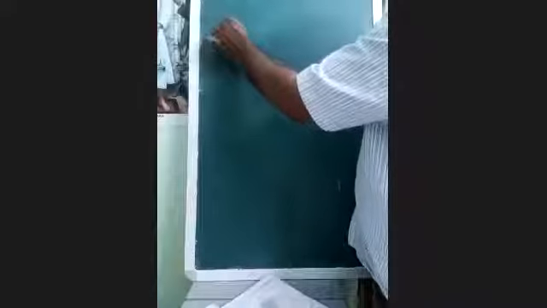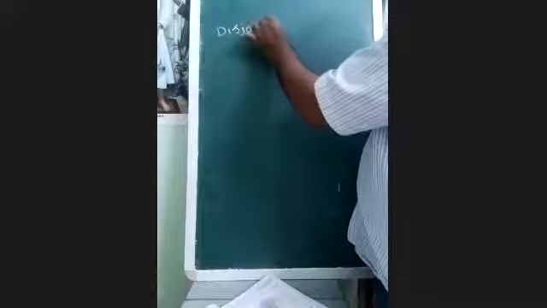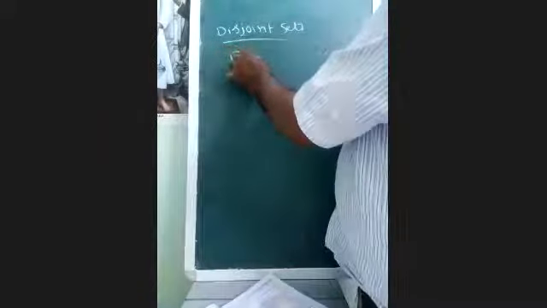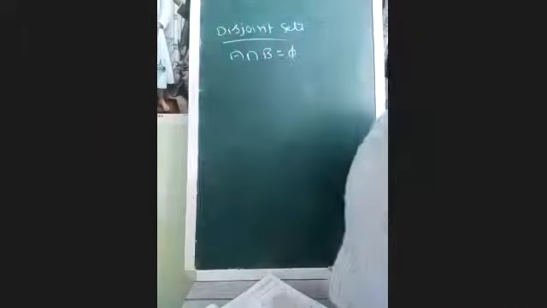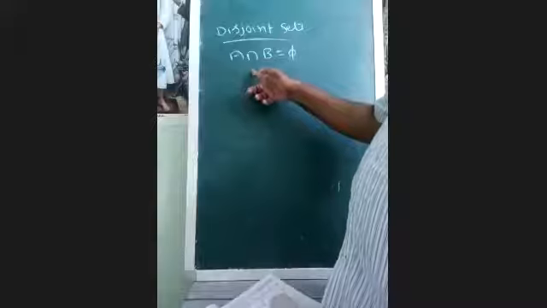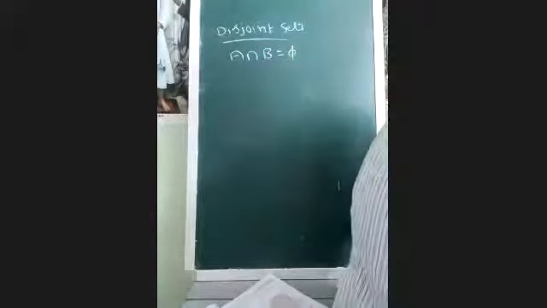Second one, disjoint sets. What is the definition of disjoint sets? Here, you take two sets A and B. Then A intersection B is equal to phi. You take two sets that have no common elements. Then this is called disjoint sets.